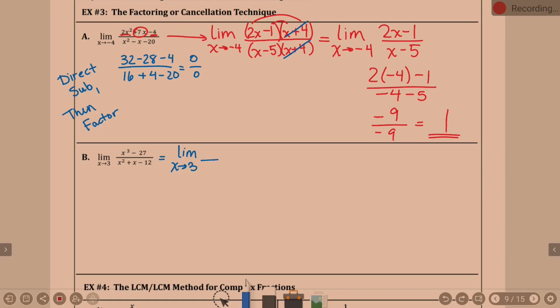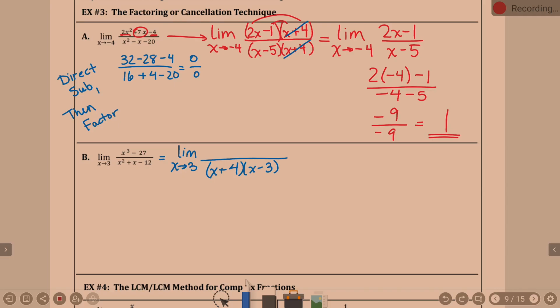You're going to start with the easy part, the denominator? What's the denominator factor into? x plus 4, x minus 3.